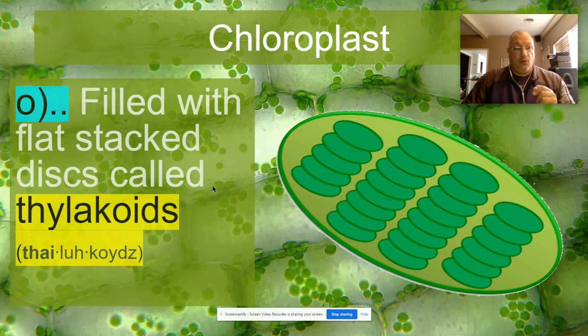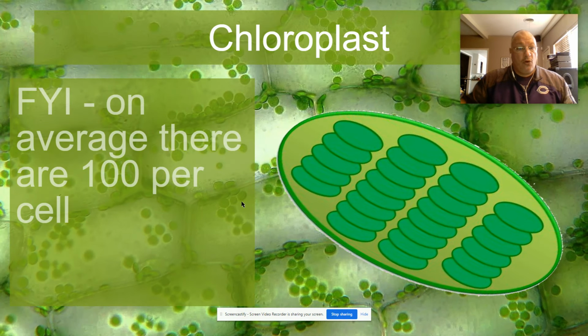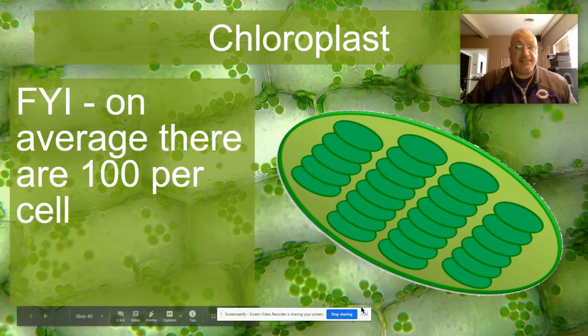So inside the chloroplast, they're filled with these flat stacked discs called thylakoids. And this is where it contains the pigment and all the chemistry happens. Okay, so the chloroplast, on average, there are 100 per cell, and there's more on the outside and the upward facing parts of the plant than the inside. And that's it. We're done.